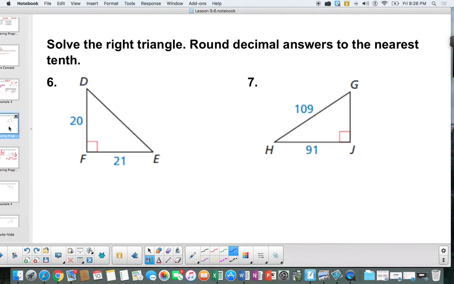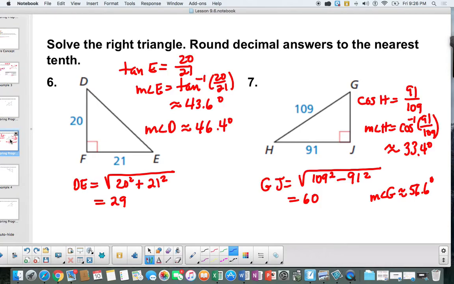Okay, your turn. Go ahead and stop the screencast and see if you can find all of the missing angles and sides. And here are the answers.